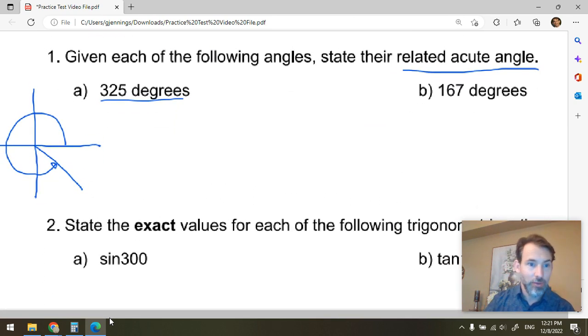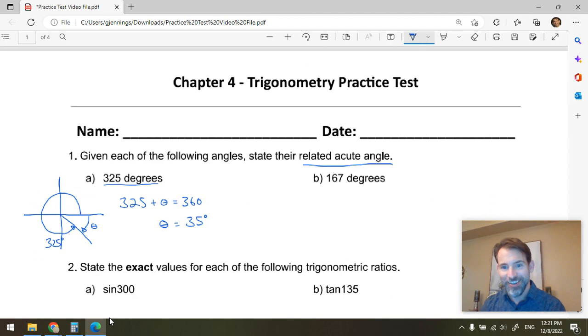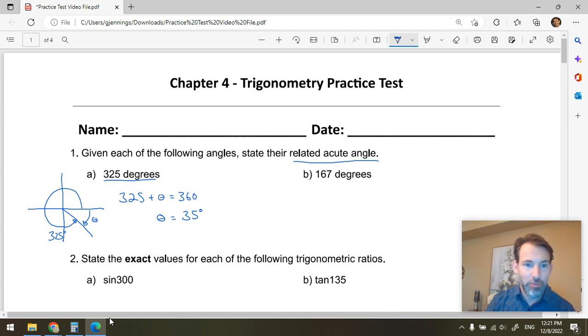Notice that if that's 325 degrees, then this angle here, we'll call it theta. 325 plus theta equals 360. So go ahead and take 360 and subtract 325 and find that theta is equal to 35 degrees there, folks. All right, so that's how that one would be done.